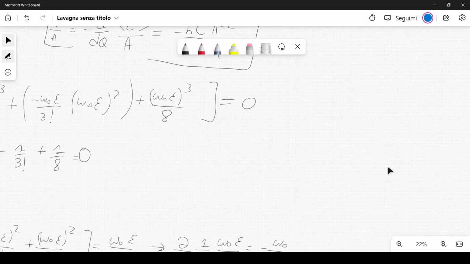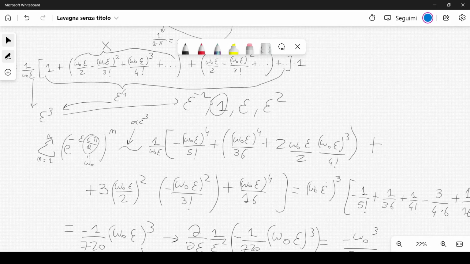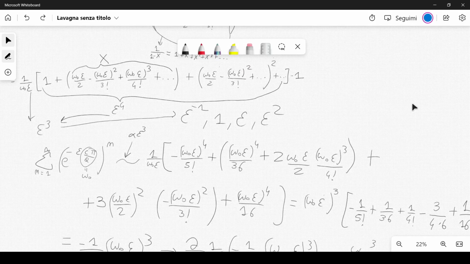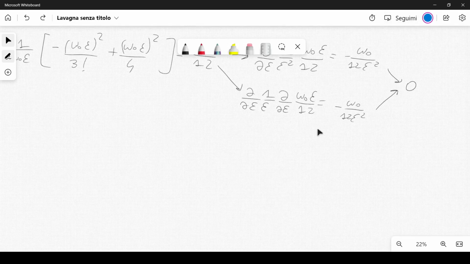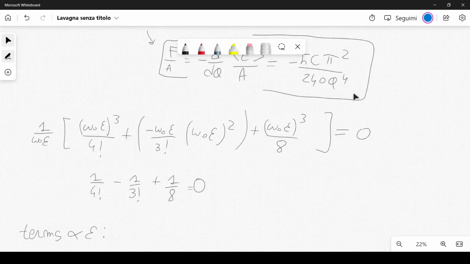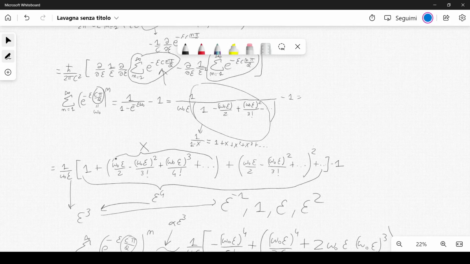Now let's see what happens when we consider order 1. We are left with order 1, and then we also have to check order epsilon to the minus 1. Well, order 1 comes from the following. So we have 1 over omega 0 epsilon, and from the square brackets we only have omega 0 epsilon divided by 2. So this is the only first order contribution that we have inside the square brackets, because this is the only term that when we divide it by omega 0 epsilon is of order 1.